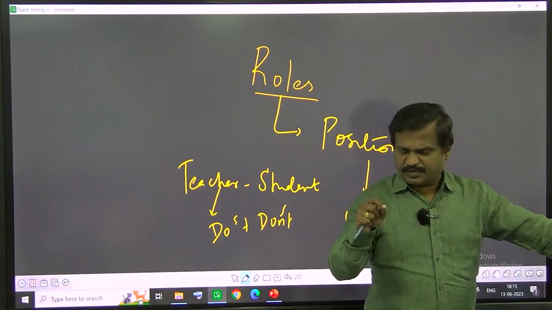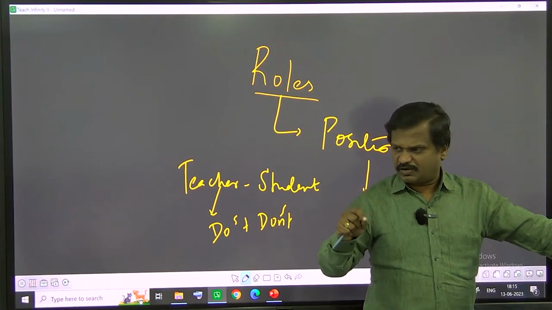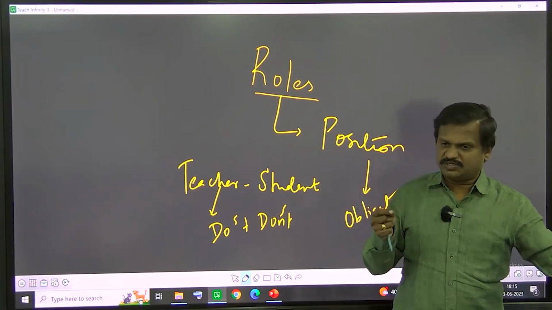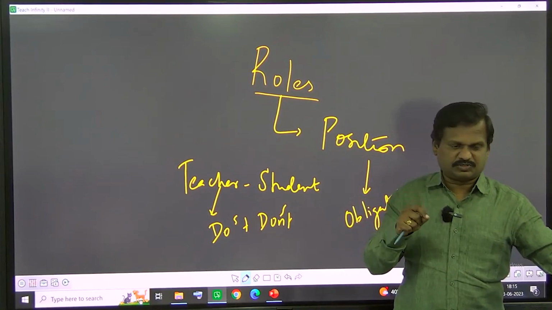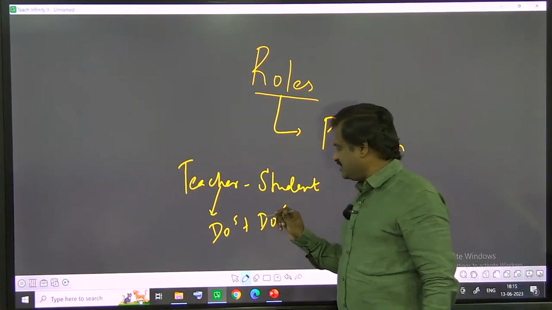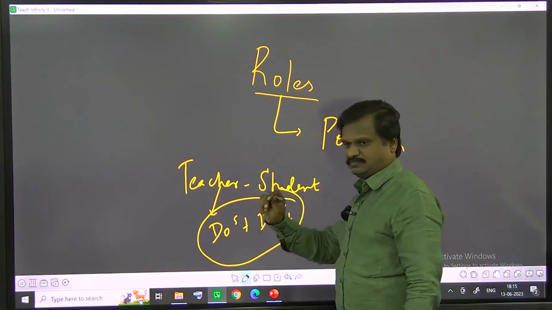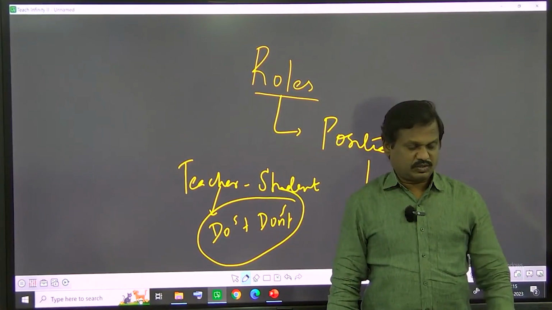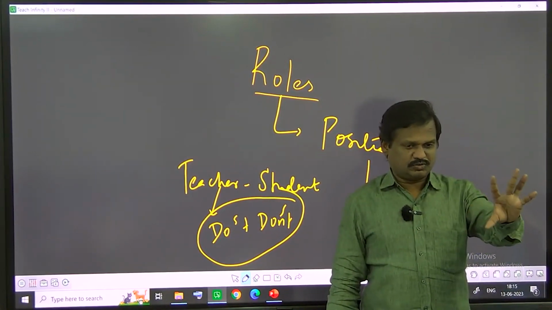I will have to speak to you certain things. I shall not speak to you certain other things. You shall speak to me certain things. You shall not speak to me certain other things. So relationship is nothing but do's and don'ts. Society is about these do's and don'ts.